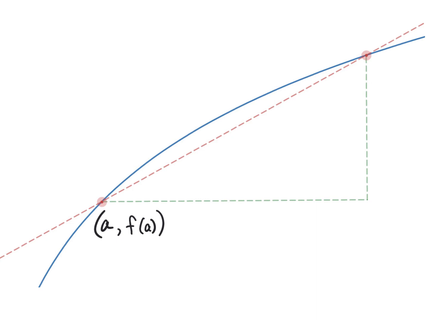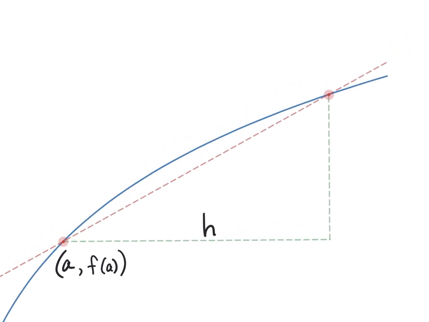Well, how far do we travel? Well, we travel some arbitrary distance. And this distance here is what we call h. So that would mean that this point up here, the input value would be a plus h, and the output value would be f of a plus h.